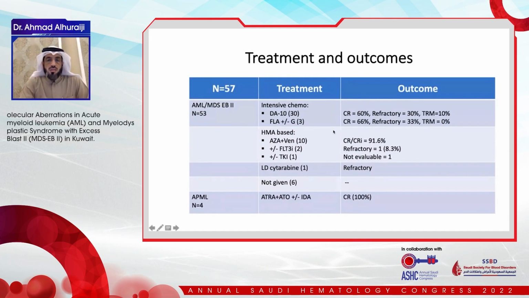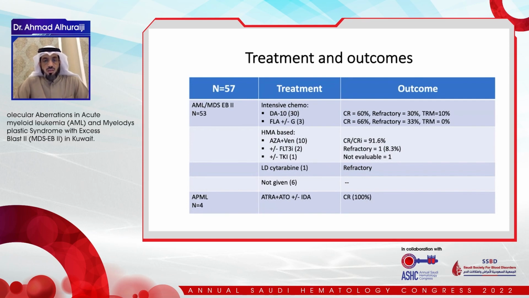And we look at the CR rate is around 60 to 67%, and almost 30% of the patients were refractory to the intensive chemotherapy. If we talk about the hypomethylating-based regimen, we have 13 cases treated with HMA-based regimen. AZA-venetoclax was given in 10 patients, plus minus FLT3 inhibitor in 2 cases, one with gilteritinib and the other with midostaurin. And 1 patient had the tyrosine kinase inhibitor ponatinib for an AML myelodysplastic crisis, in whom he had a T315I mutation.